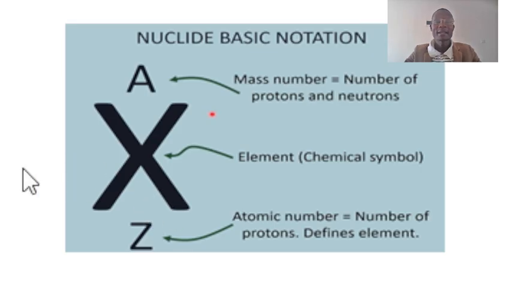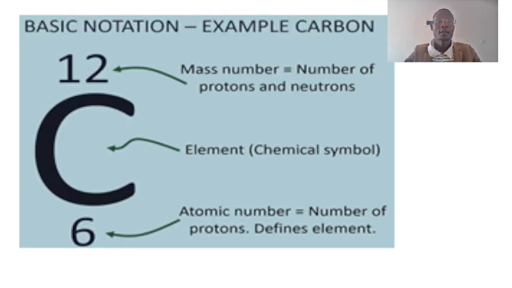Now we might take an example for carbon. When taking an example for carbon, we look at carbon-12 in particular. Carbon-12 has atomic number 6.